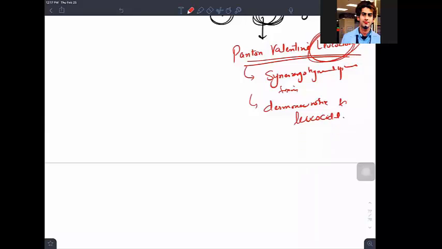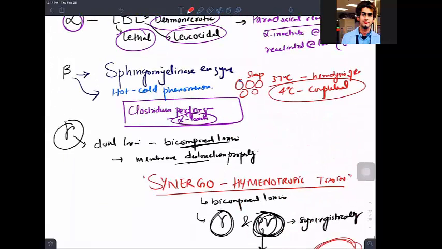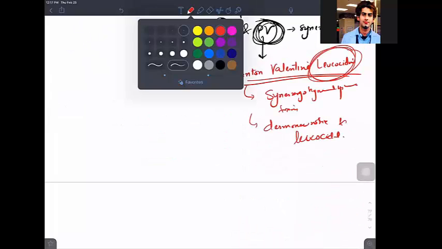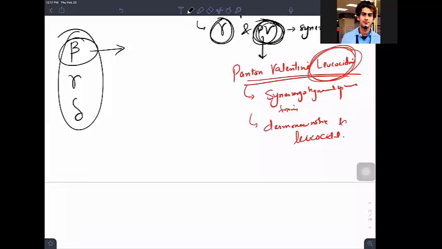There will be a question for you. They will put three options in your exam: beta, gamma and delta. Which of the following is able to lyse human RBCs, and which is not able to lyse human or rabbit RBCs? Directly put the answer beta hemolysin. Beta hemolysin does not lyse human or rabbit RBCs, but gamma hemolysin does, because it has a bicomponent protein.